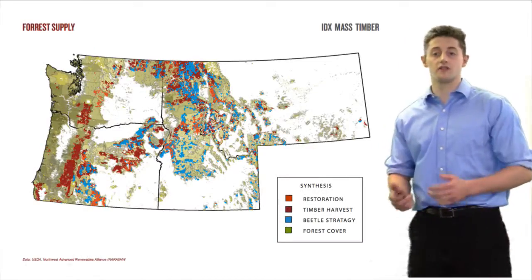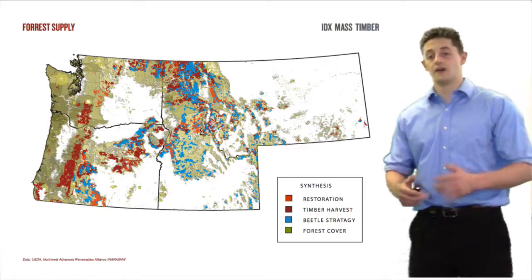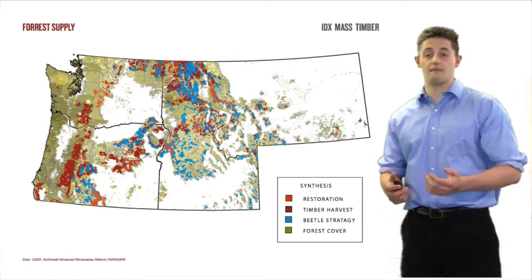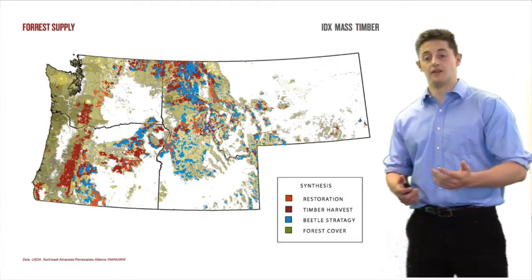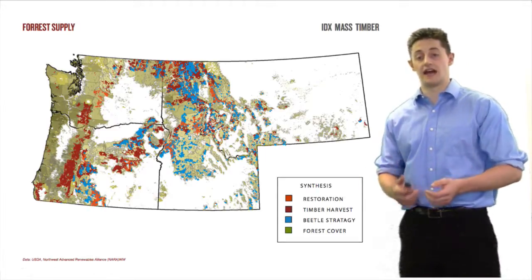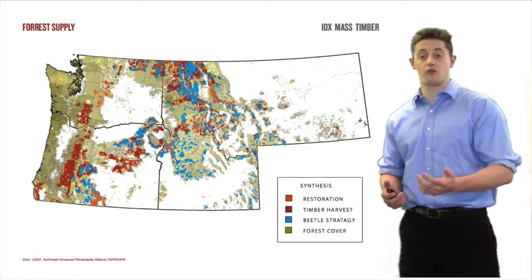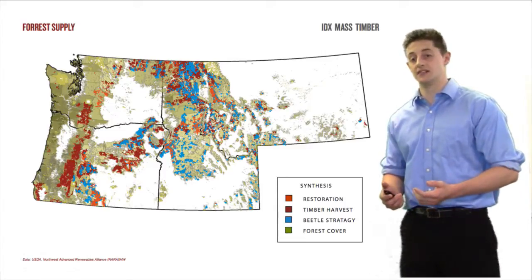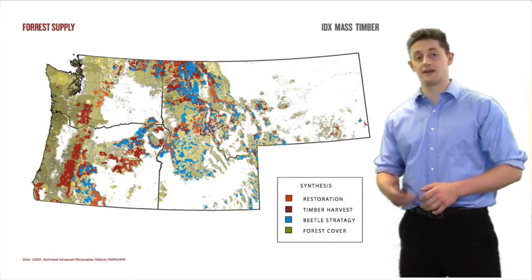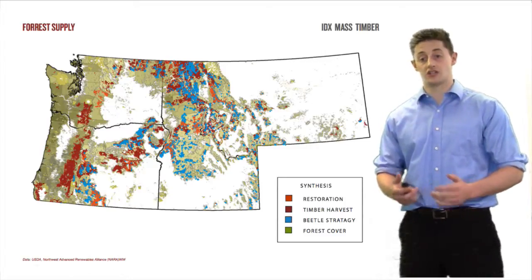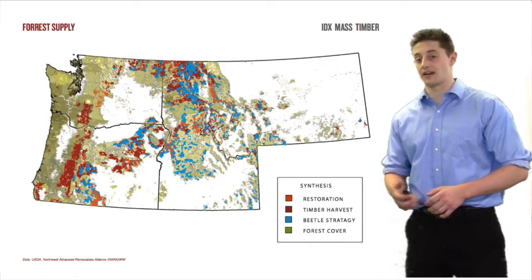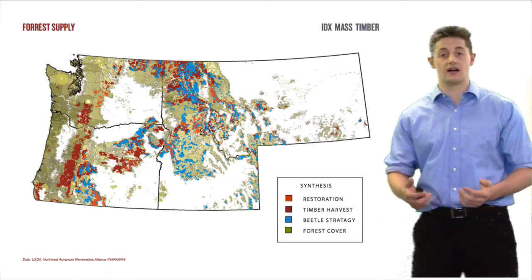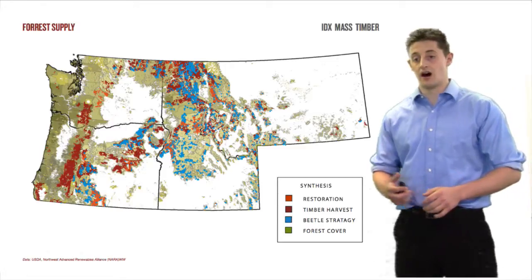So if we start to look at more of the supply side of things, this right here is a map of the forests in Washington. Everything in green is the forest coverage area, and the darker green area shows the more dense areas. The more dense forests are important to CLT because they typically have smaller diameter trees, and CLT can utilize these smaller diameter trees when other wood products sometimes struggle to utilize them.